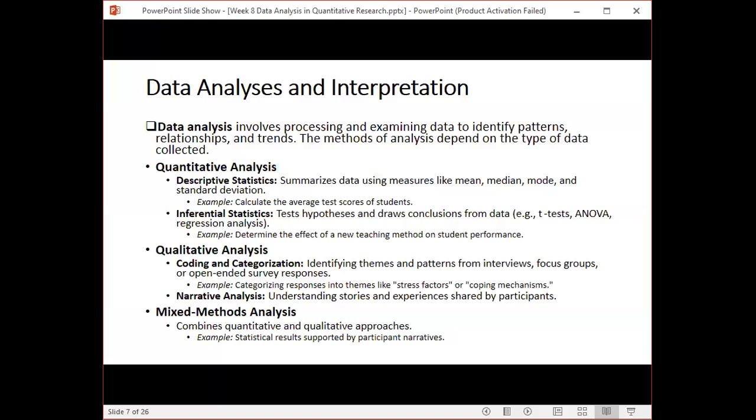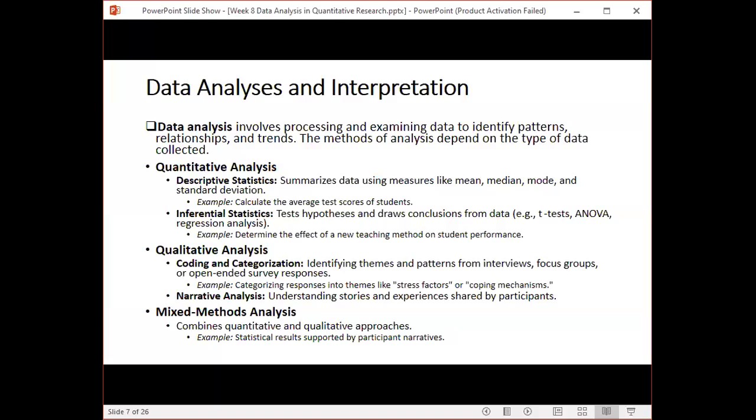Okay, so let's look again at data analysis and how we do these sorts of interpretations, right? Once you are doing the analysis, your whole point is to be able to interpret, after you have examined and seen the patterns, the relationships, the trends in the data. It depends on whether you are doing a quantitative or qualitative analysis. If it's a quantitative analysis, as we said, you can do descriptive statistics, right? You summarize the data, like the mean, median, mode, and stuff like that.